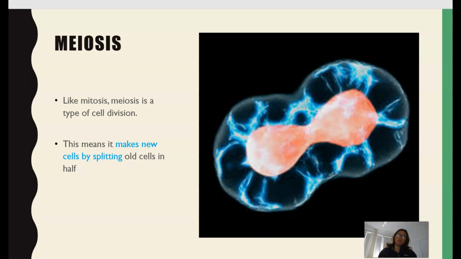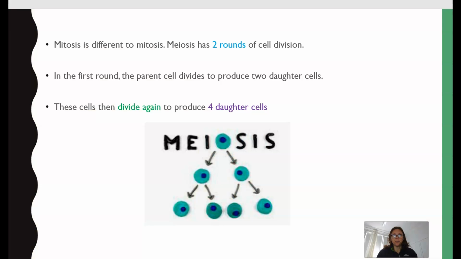So like mitosis, meiosis is a type of cell division. So it is making new cells by splitting old cells in half. And you can see that occurring here. The material has replicated like we talked about in our last lesson. So we have got the DNA has replicated in our cells, and now it's pinching in to form those two separate cells. So let's look at that in a little bit more detail.